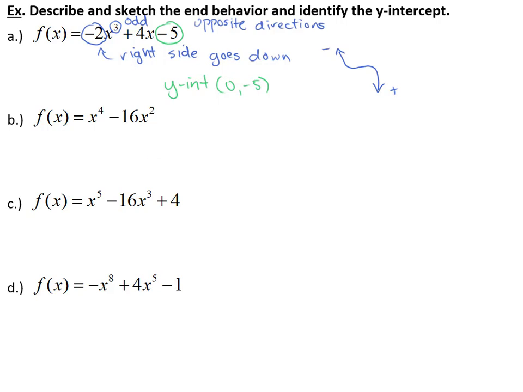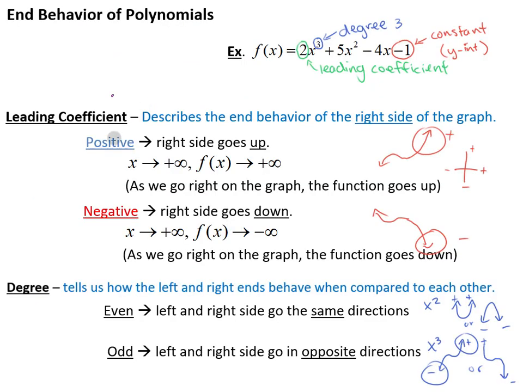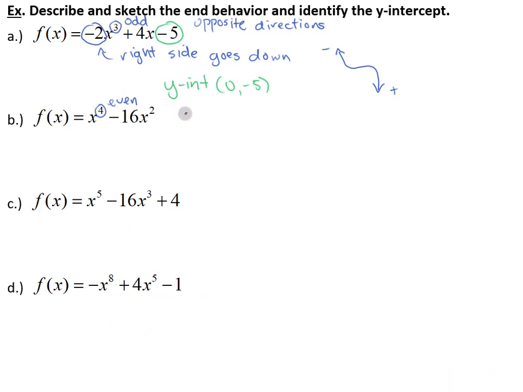Okay, let's try our next one. B. And again, we can look at the degree and leading coefficients. So here's my highest degree, which is even. Remember from the previous slide, even degrees go the same direction. So these go the same direction. They're either both going up or both going down. Okay, then we can look at our leading coefficient. In this case, we have a hidden +1. The +1 says our right side goes up because it's positive. So we're just looking at the sign there. The right side goes up.